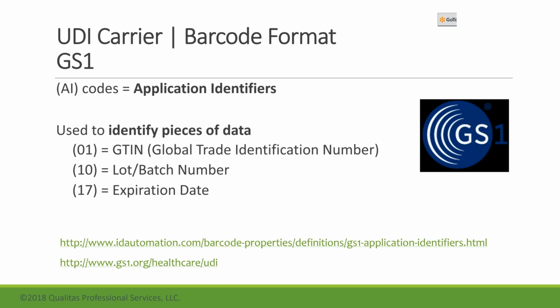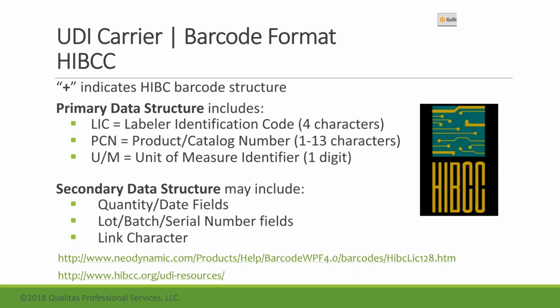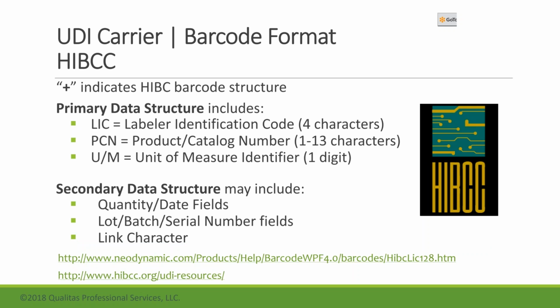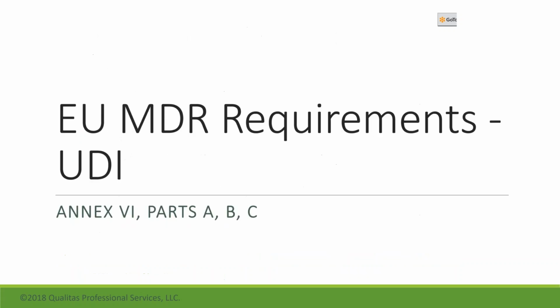This varies from HIBC, which is also easy to identify because it starts with a plus sign. Rather than the AI with GS1, where you have parentheses and a number, with HIBC you have the plus sign, and it's set up similarly, but they use different terminologies for how to get the GTIN versus your primary data structure, which has your labeler identification code and catalog number and so on. So let's get into the meat of what the EU MDR requirements for UDI are.